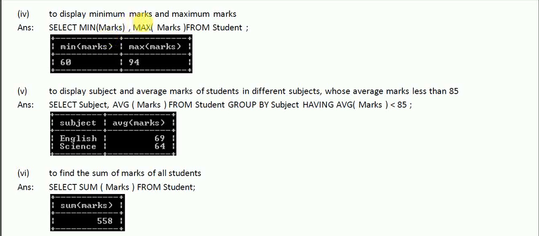Then next is to display minimum marks and maximum marks. So if you want to display the minimum and maximum marks, we will write here select min marks and max marks. So min marks will give the minimum marks for a given column, and max will give the maximum marks.